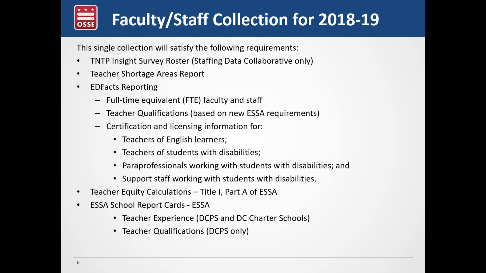Great. So for the faculty and staff collection for 2018-19, we are combining two collections. Last year we had the teacher shortage report and the faculty and staff collection. We are combining that into one collection, which is why timeliness is really important. That teacher shortage data still has to go out the door to the federal government, and we'll talk a little bit more about that in a moment. It has to go out the door in December, so we absolutely have to get data from everyone on time. But the single collection satisfies the following requirements.